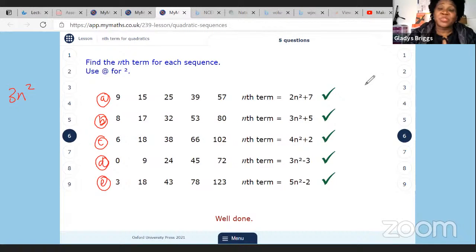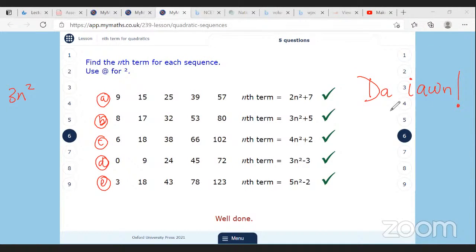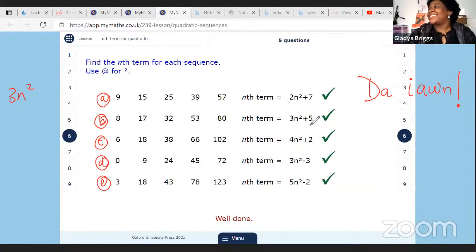Do you know what they say in Welsh when they say well done? Bravo. Da iawn. Okay. Da iawn.